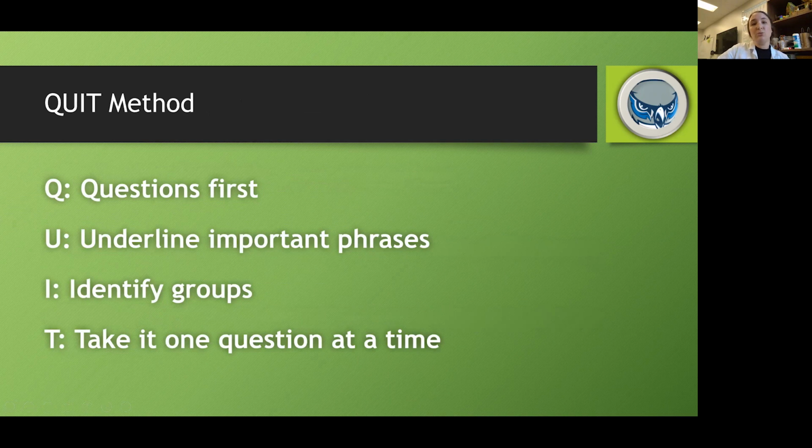In order to follow these three general rules, I like to use the QUIT method, mostly because when I say just quit, people gasp, and I like that. But the QUIT method is Q, questions first. Rule number 1, read them first. U, underline important phrases. We'll talk about what that means for each of the passage types a little later on. I, identify groups, that's that question blocking. And T, take it one question at a time. That's how you don't get overwhelmed. This is the last section. You've been through a lot of questions and you're kind of in a race to the finish.